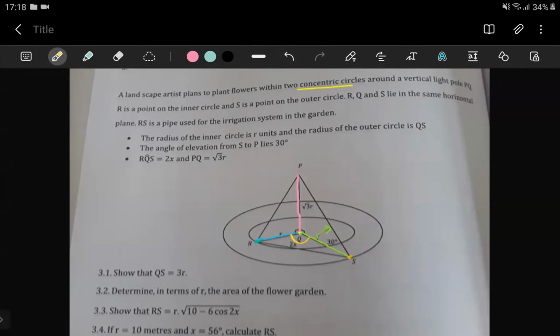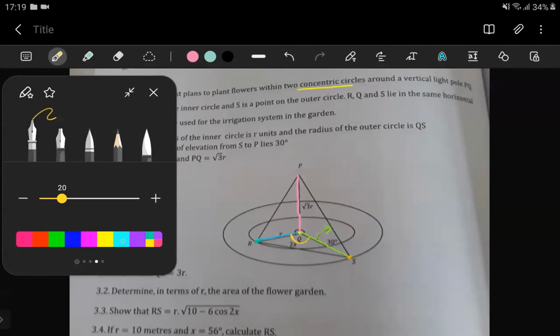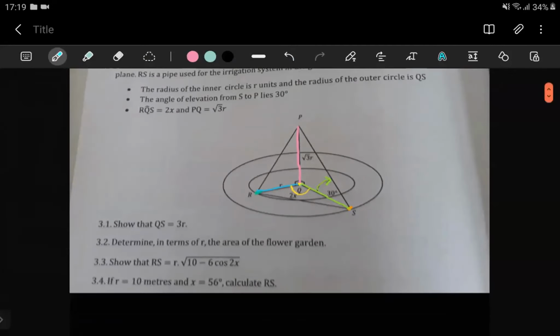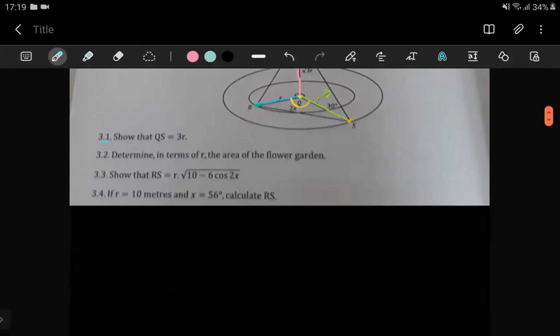So all this information we've read, it was just reading. We don't need to overthink it really, because there's really no reason. It was just information being given. So the first question they're asking here, show that QS is 3r. So all you do is, for any question they ask, whether they're asking for an angle or a side, always identify which triangle you are working in. That's the first thing I can say with these kinds of questions.